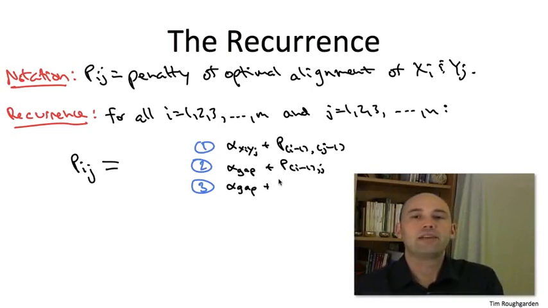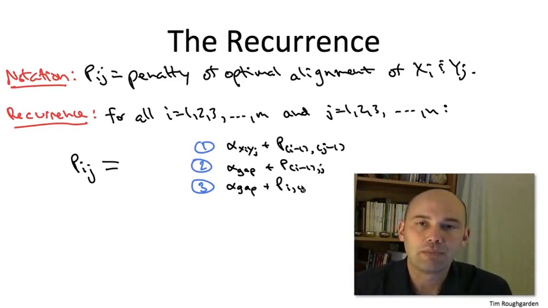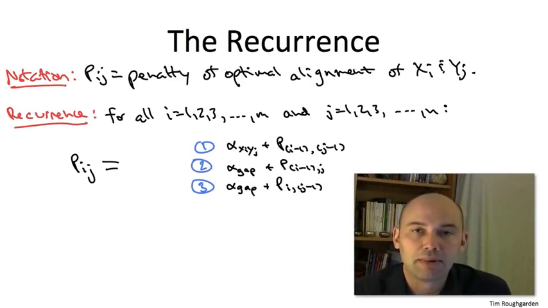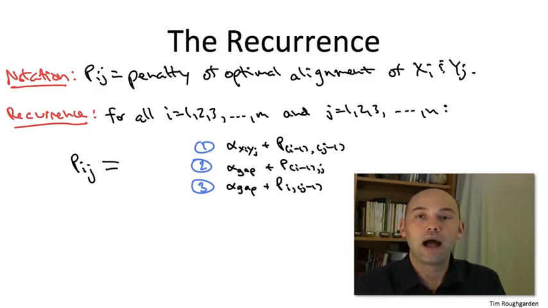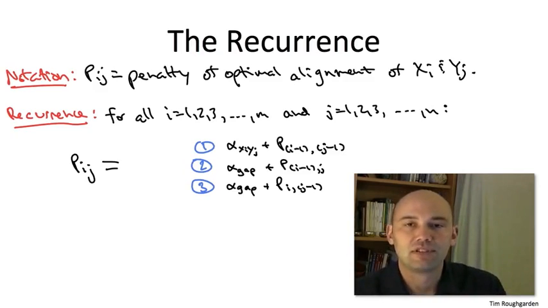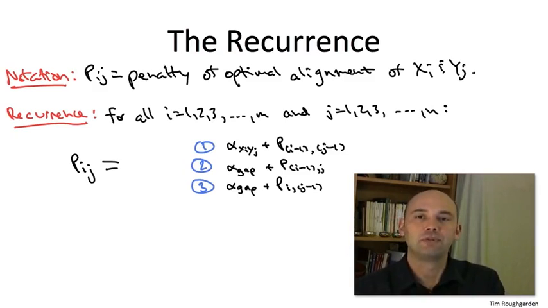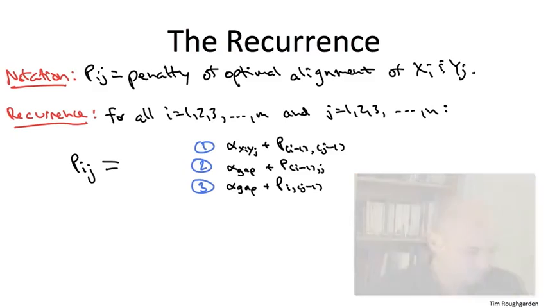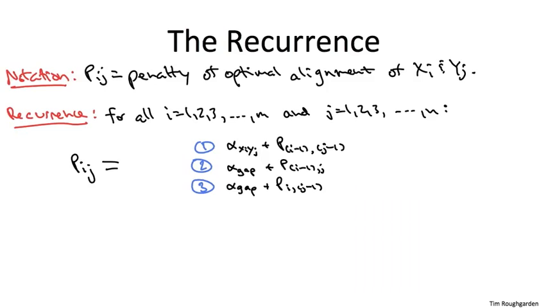Symmetrically, in case 3, we pay for a gap, and then we pay whatever the optimal alignment is of all of the first i letters of capital X with the first j minus 1 letters of Y. This is the case where the last letter of the second string gets matched with a gap in the final position of the optimal alignment.